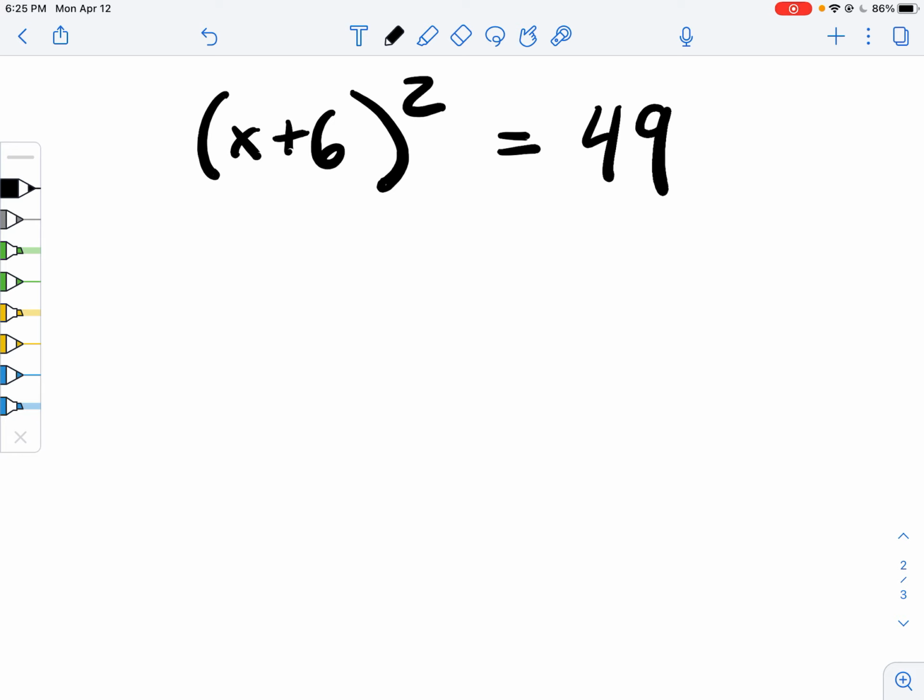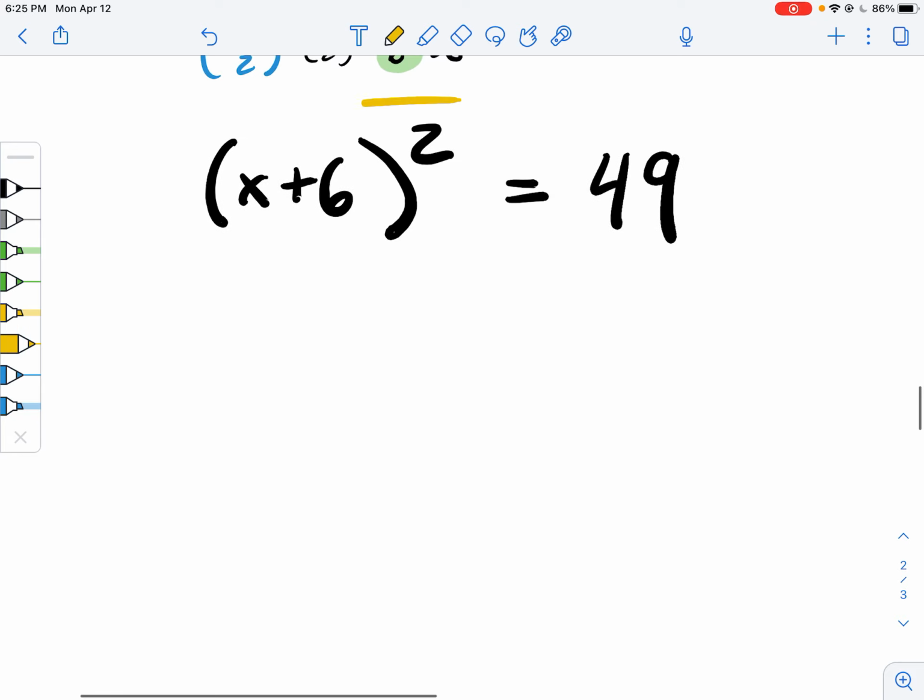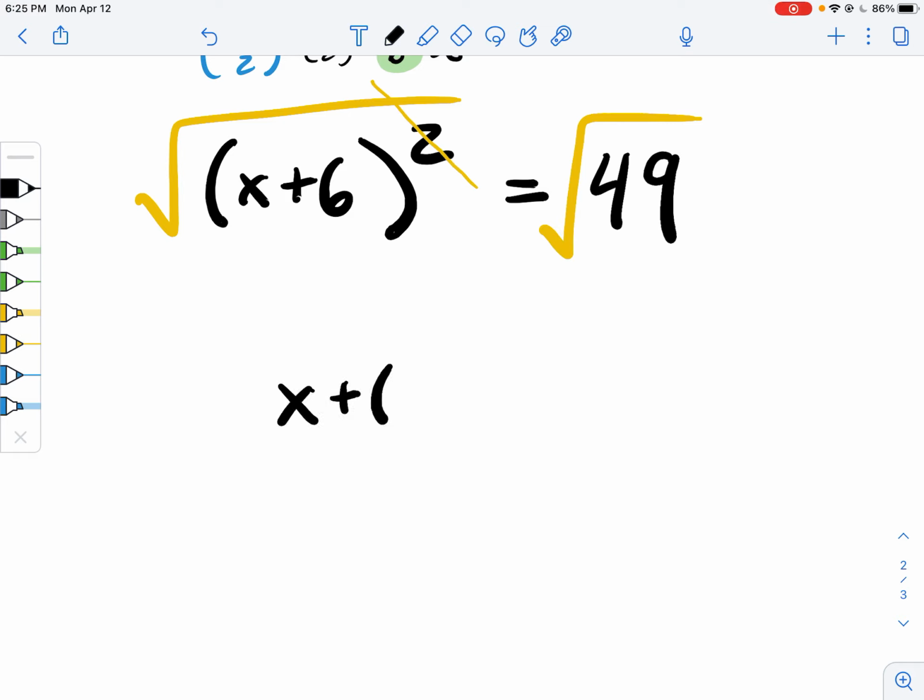Now, we're just solving this equation. Oh, sweet. I know how to get rid of that squared. I can just take the square root of both sides. And that's going to cancel out with that square. So I get x plus 6 equals, what's the square root of 49? It's 7, right? No, it's plus or minus 7.